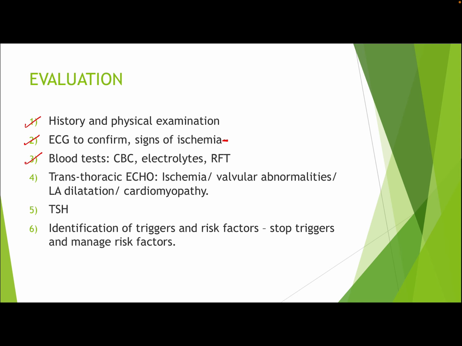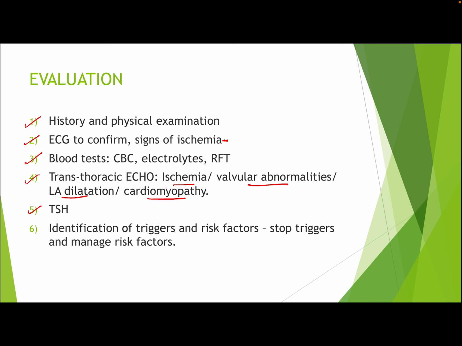Then we go for blood tests like your CBCs, electrolytes, and renal function tests. In fact, getting a renal function test is very important because that helps us decide the type of anticoagulant to be used, because certain anticoagulants cannot be used in patients with renal insufficiency, for example. Then we take a transthoracic echo, to look for any ischemia, any valvular abnormalities that would have acted as a risk factor for atrial fibrillation, to check for any LA dilatation or any cardiomyopathy, because all of these factors are risk factors for AF.